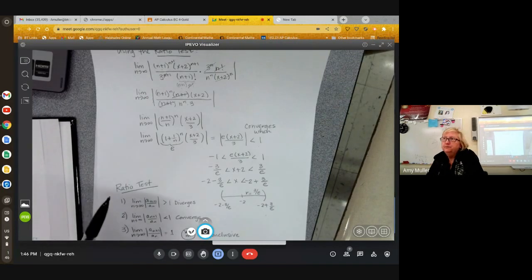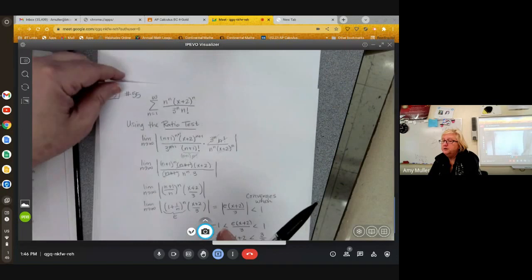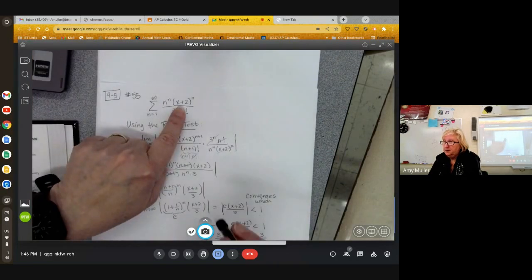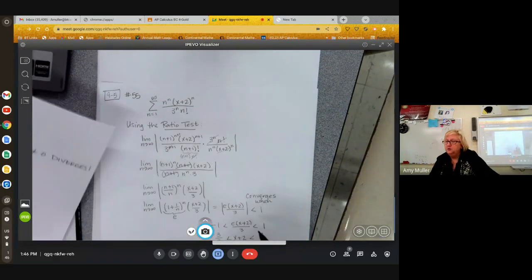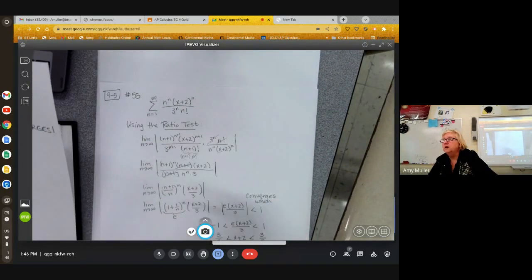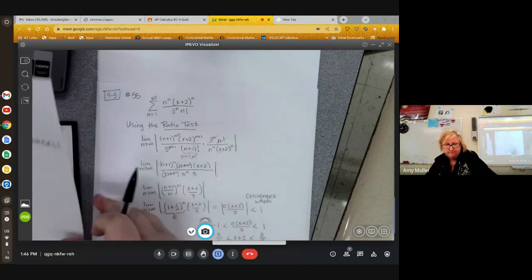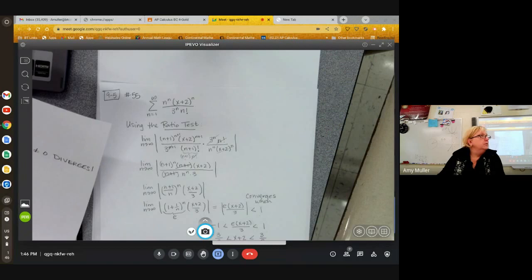And that's for power series. Yes. What that means, the power series, it means it has its x's in there. If it's a regular one, just with just the n's, yeah, if it's less than 1, it converges. If it's greater than 1, it diverges.